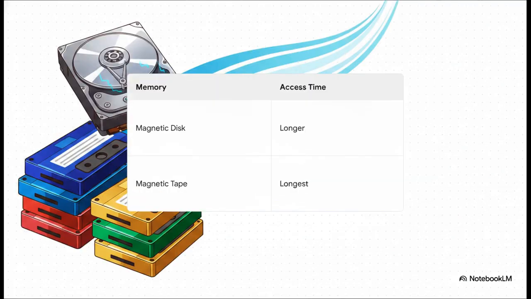Finally, let's look at the absolute bottom of our hierarchy. This is where we find massive, dirt-cheap secondary storage. We have the magnetic disk, which gives you huge amounts of storage but has a much, much longer access time than RAM. And right at the very bottom, we have magnetic tape. With the longest access time of all, magnetic tapes are highly portable, non-volatile memory, meaning they keep all their data even when the power is off. They're used mainly for backing up massive files and records rather than active processing. They're slow, yes, but incredibly cost-effective for large-scale data.